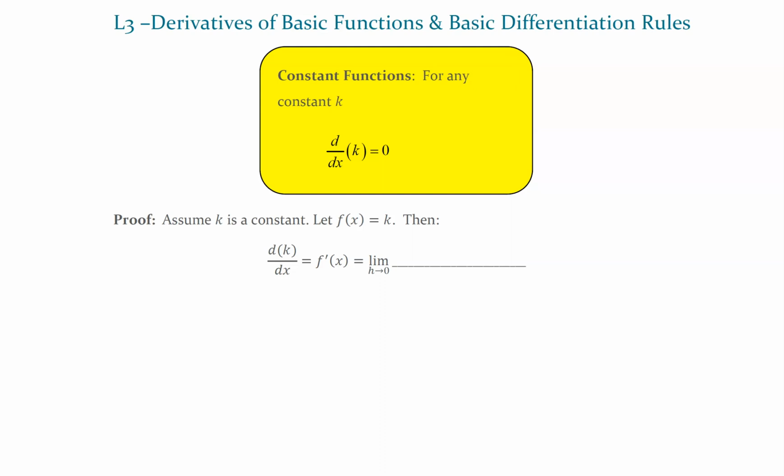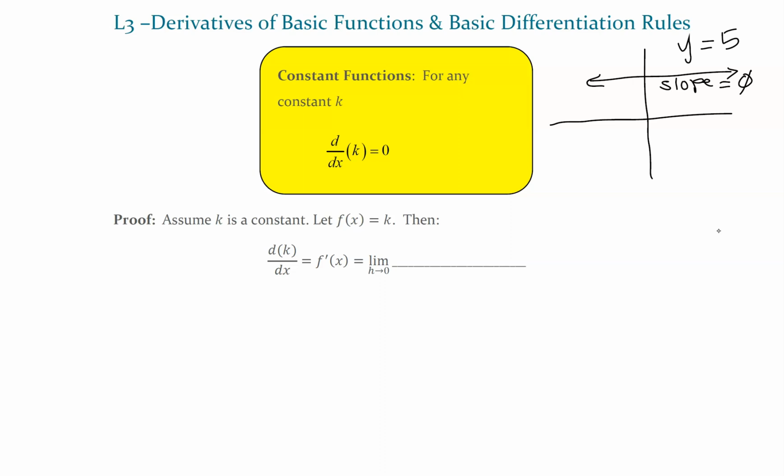If you think about the graph of a constant, for example y equals 5, that would be a horizontal line. And a horizontal line has a slope of 0, right? We know the derivative is the slope of the tangent line. So given that logic, we can say that the derivative of a constant is 0.